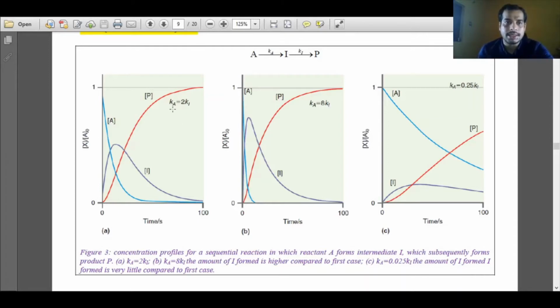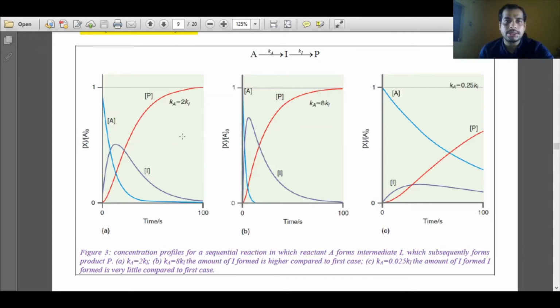Suppose in the first case, Ka is equal to 2 Ki, means the formation of intermediate is faster than the decomposition of intermediate. In such a case, first A will be decreasing exponentially. A will decrease exponentially. Then intermediate will form. As long as A decreases, intermediate will form. Further, intermediate will also form product P. So after certain time t, the product concentration will start forming. Now the condition is Ka is equal to 2 Ki.